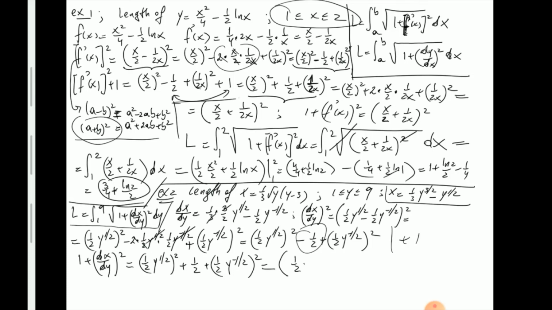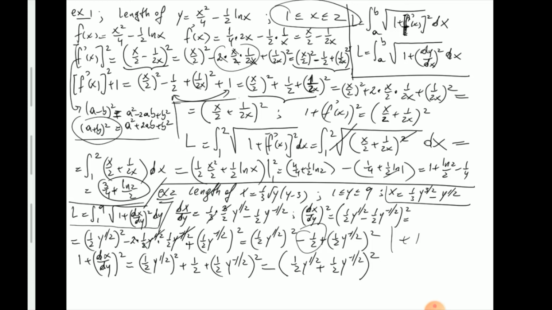And now when you add 1 to dx dy squared, the middle minus 1/2 becomes plus 1/2. So the same expression, but with plus 2ab, right? The same formula, which fortunately recombines into 1/2 y to the 1/2 plus 1/2 y to the minus 1/2, squared. And that allows me to compute the integral.